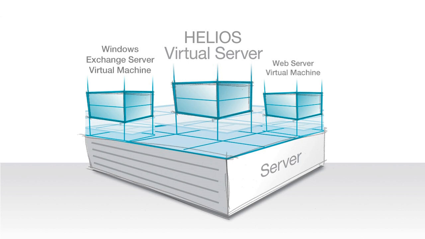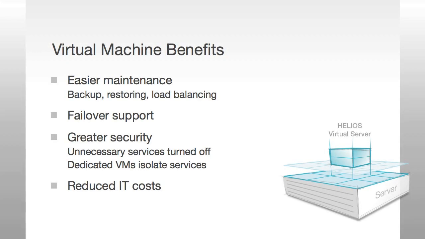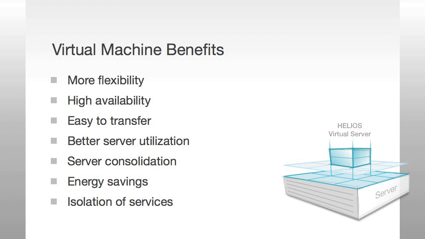It is a flexible solution to isolate server applications from different vendors and to enable each to run within their optimal operating system environment. There are many advantages to using VMs, including easier maintenance, failover support, and greater security. Helios UB2 server solutions running within a VM are flexible, highly available, and easy to transfer, enabling server consolidation, energy savings, and isolation of services.